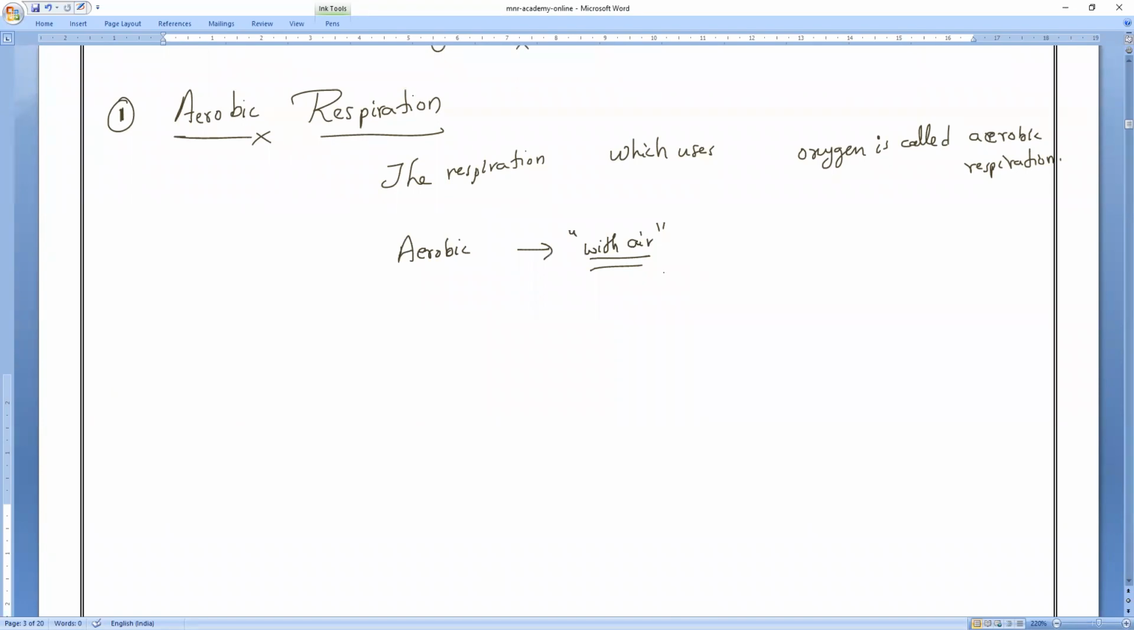So what will happen here? Whatever food we are eating contains what? Glucose. Yes or no? So glucose, or we can say food, is completely broken down into carbon dioxide and water by oxidation. That is only called aerobic respiration. All of you remember, very, very important. So is it taking presence of oxygen or absence of oxygen? Presence of oxygen.